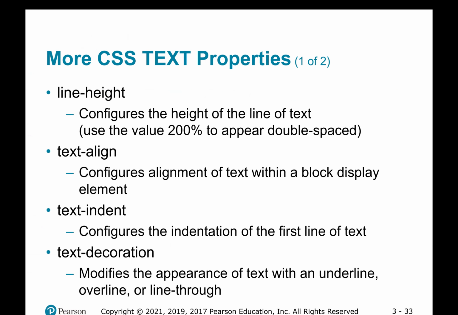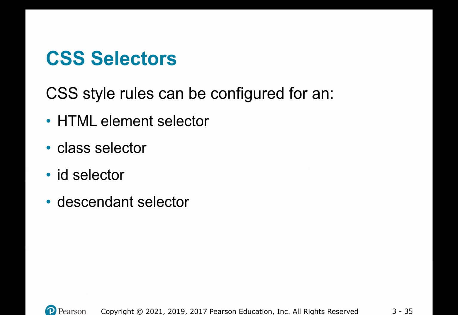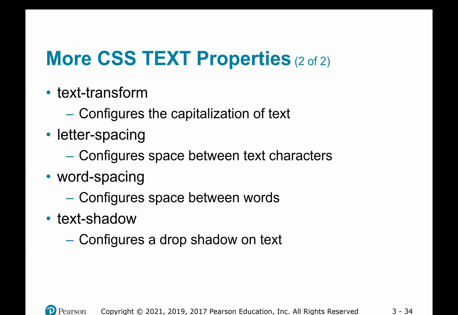Now you have seen other rules getting defined here. Let's get familiar with some of these rules. Line height configures the height of the line of text. Text align configures the alignment of the text. Text indent configures the indentation of the first line of the text. And text decoration modifies the appearance of the text with an underline, overline, etc. Then we have text transform. We have letter spacing, word spacing, text shadow, etc.